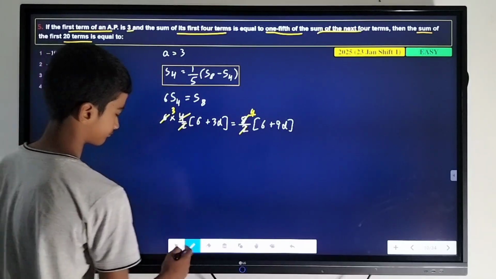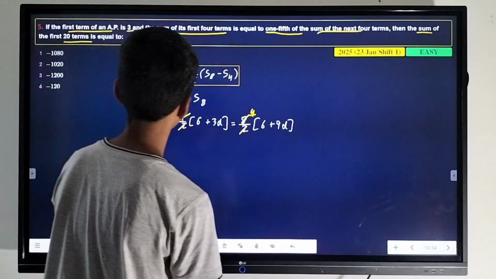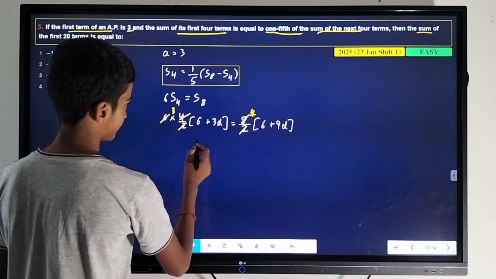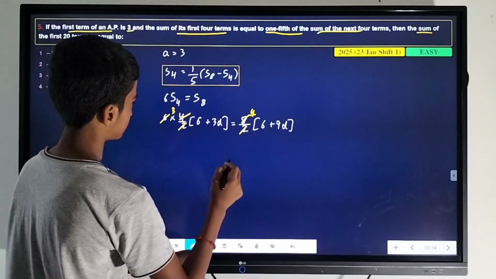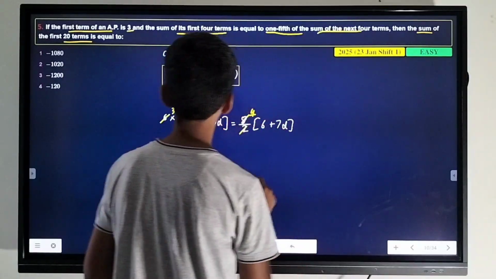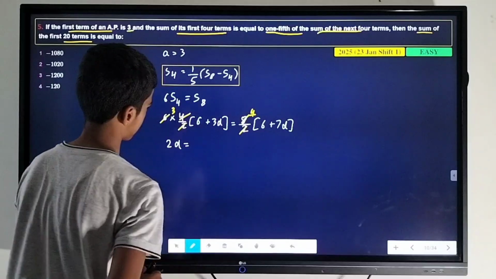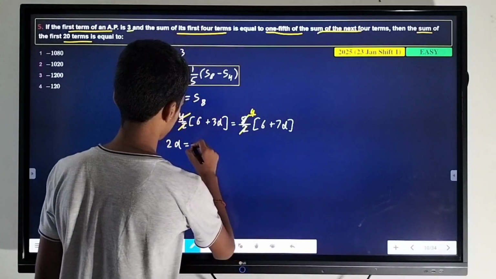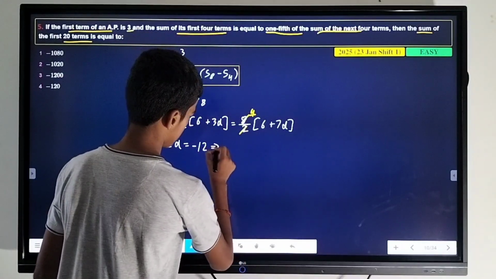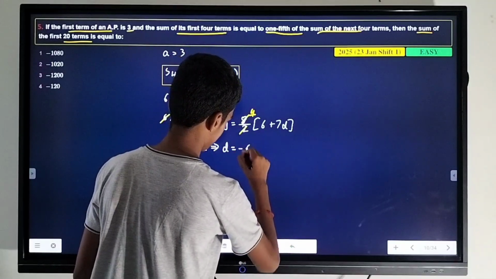So from here we will get 90 and 70. 90 minus 70, which is 2d, is equal to 6 minus 18, which is minus 12. Our common difference is equal to minus 6.